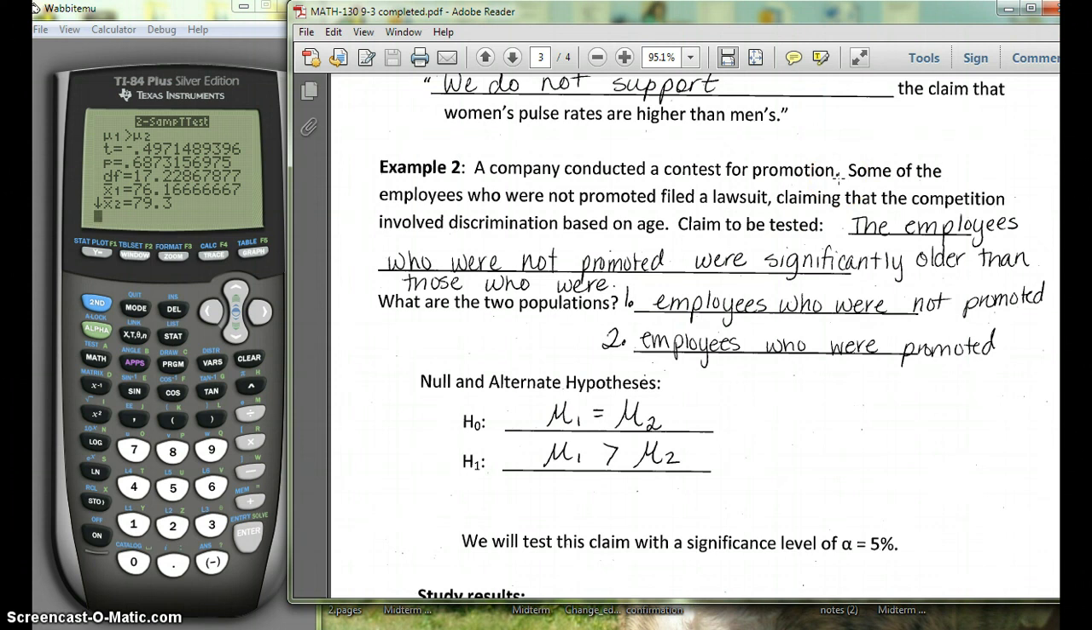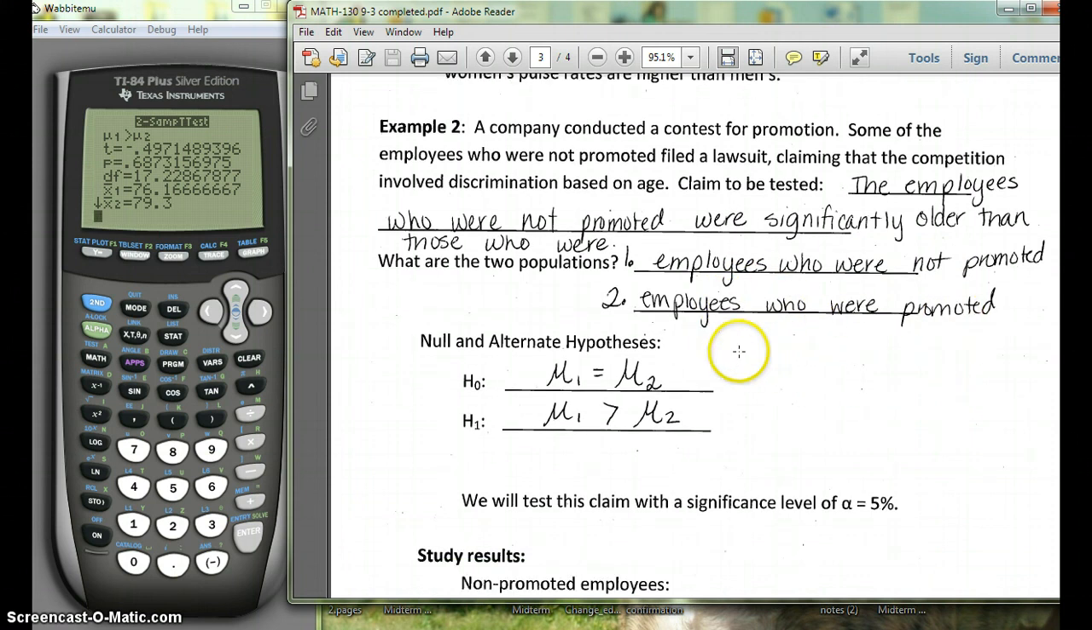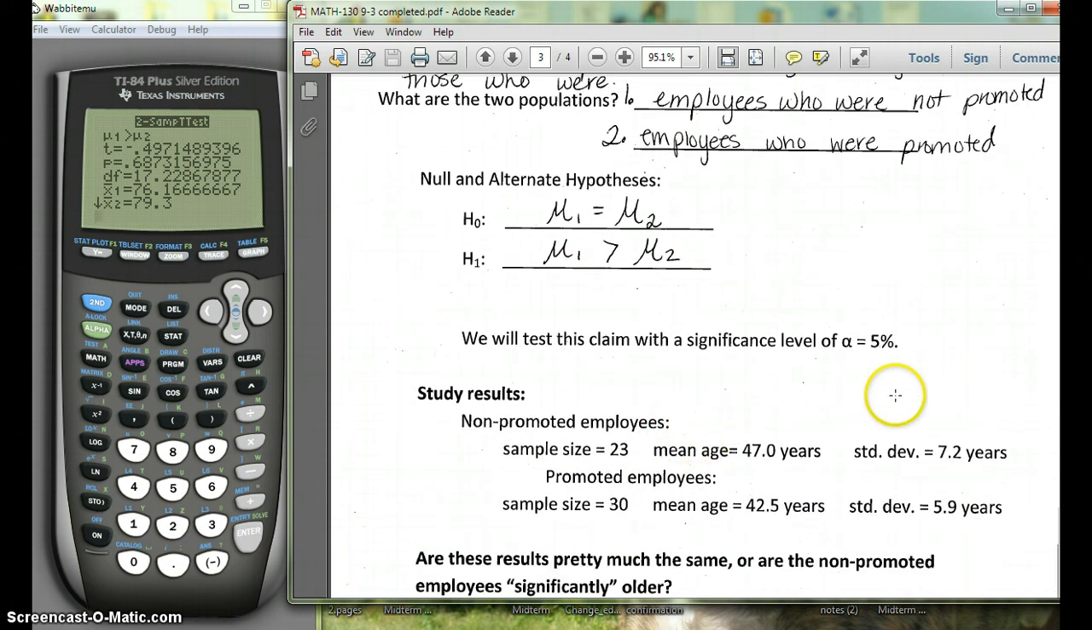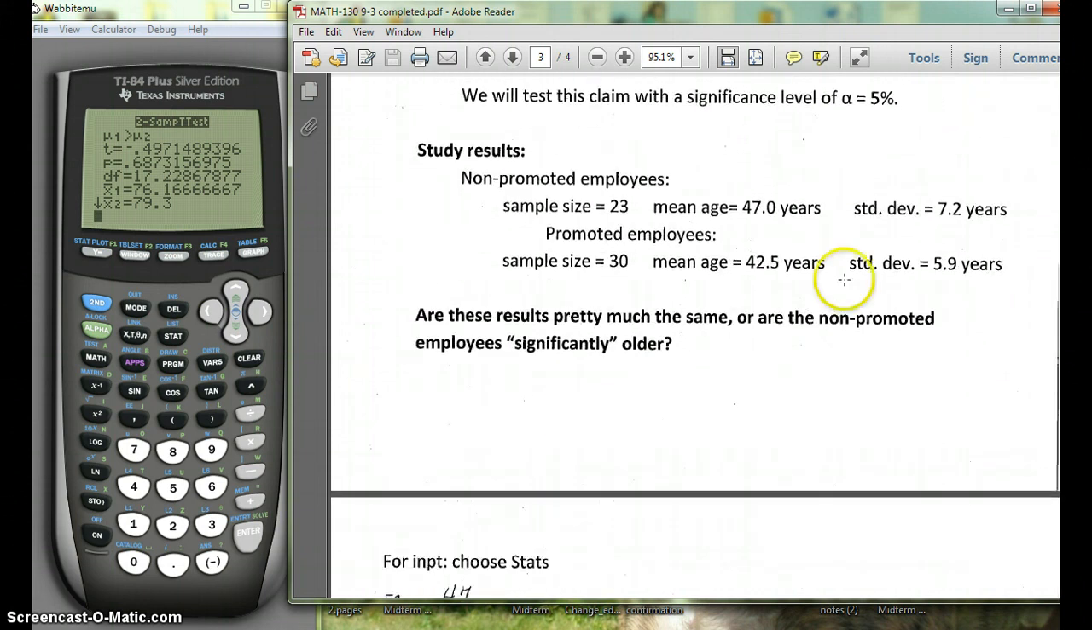Okay, so we have two populations again, the employees who were not promoted and the employees who were promoted. So we'll call the ones who weren't promoted population 1 and those who were population 2. So our null hypothesis is always mu1 equals mu2, and here we're claiming the ones who weren't promoted, mu1, are older, so greater than mu2. And here we're going to use a significance level of 5%, so 0.05 for alpha. Okay, so here we have just some statistics instead of the actual data.